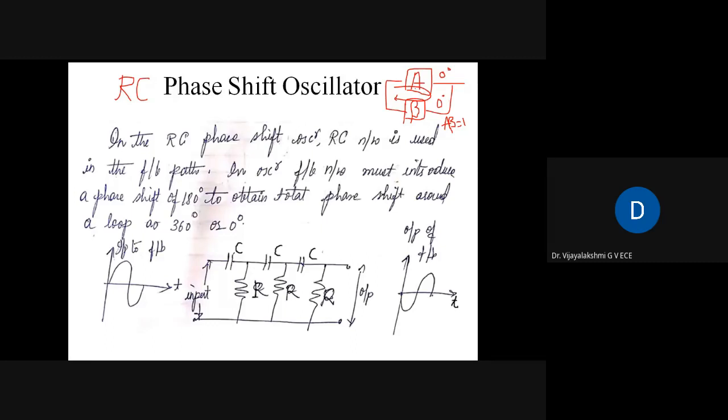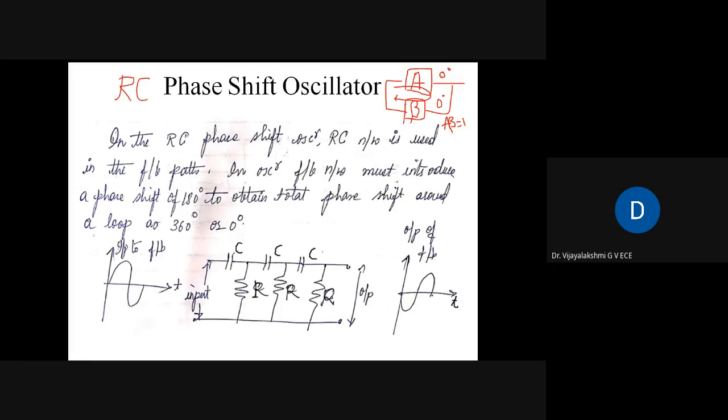Now what will happen if I select an amplifier which gives 0 degree phase shift, but I select a feedback which gives 180 degree phase shift? The total phase shift around this loop becomes 180 degrees. So it is not satisfying the Barkhausen criteria, and you can't get the oscillation. So you have to keep in mind that if you are designing an oscillator which has two modules, that is the amplifier module and the feedback module, select them properly.